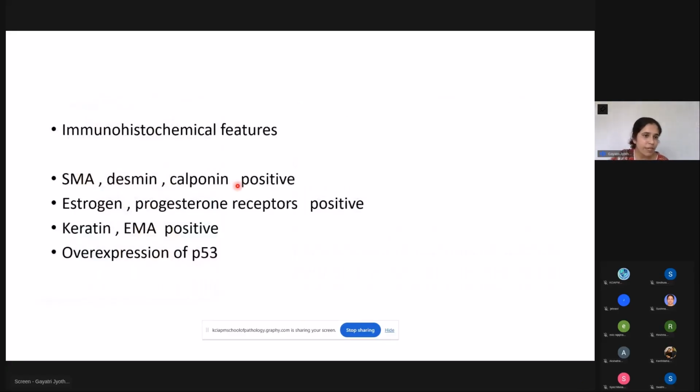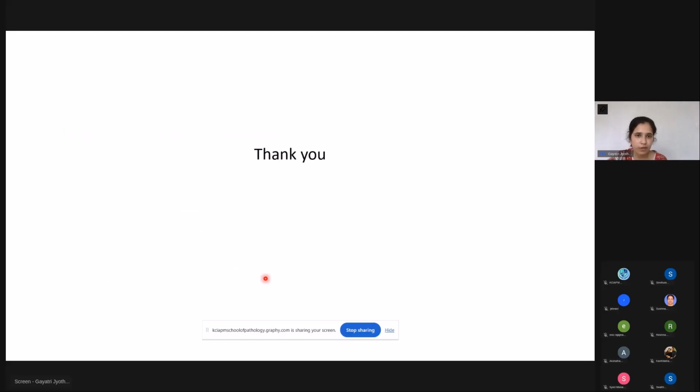Coming to the immunohistochemical features, smooth muscle actin, desmin, and calponin will be positive. Estrogen and progesterone receptors will be positive. Keratin and epithelial membrane antigen will be positive, and there will be overexpression of P53. Thank you.